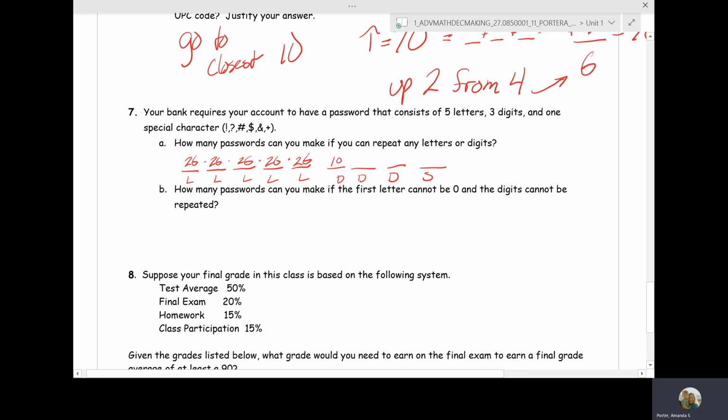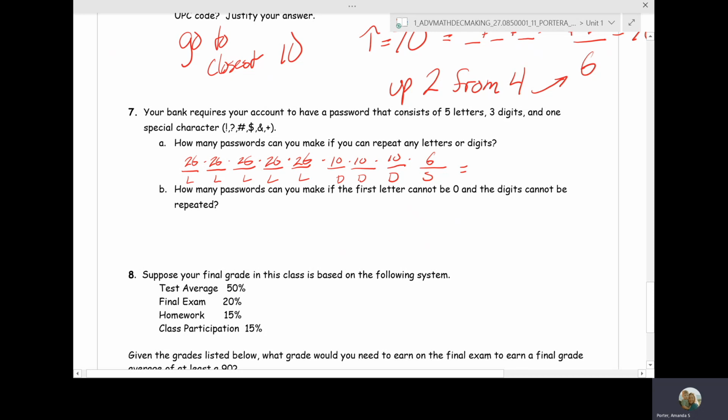Digits, there are 10 digits. I know you think of it as being 0 through 9, and you think there are 9 digits, but 0 is a digit, so there are 10 digits. And then special characters, if you look above, there are 6 of those. So fill in the blanks basically, and we multiply all this out.